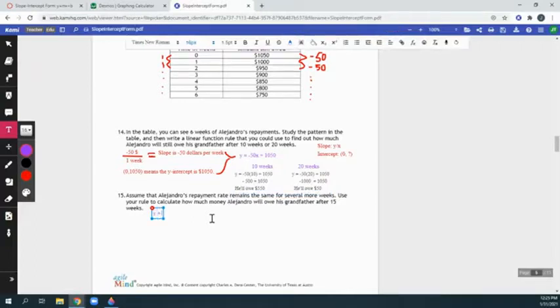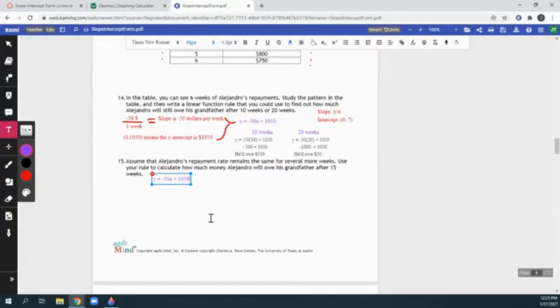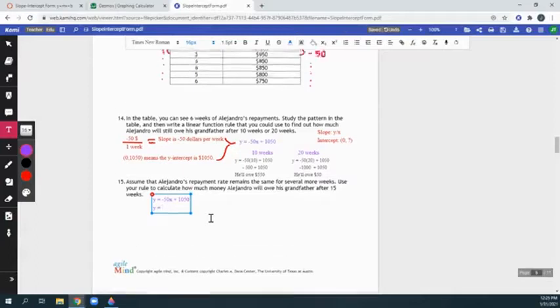So y equals mx plus b, but we have negative 50 for our m, our slope. It goes down by $50 every week. Negative 50x plus 1050. Okay. This will seem magical. It's okay for it to seem magical for some of y'all. If it seems boring, it's because you've done it a lot. So let's use that. y equals, we're going to say 15 weeks. We want to know how much he'll owe after 15 weeks. So we're going to make x be 15 because x is the weeks.